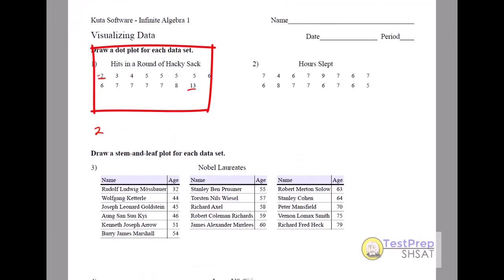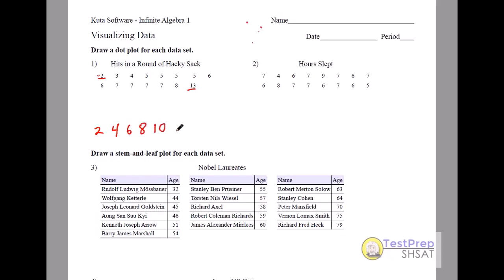The data ranges from 2 to 13, so I might start to draw on the horizontal axis. I'm going to go up by 2s: 2, 4, 6, 8, 10, and that's going to be my horizontal axis. And I'm going to put 1 dot for 2. I don't see any other 2s. 3, I see 1, 3. 4, I see 1, 4.